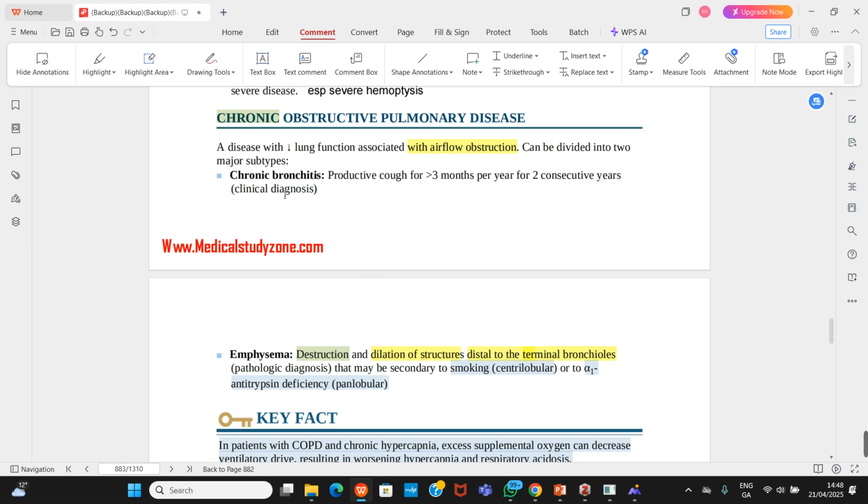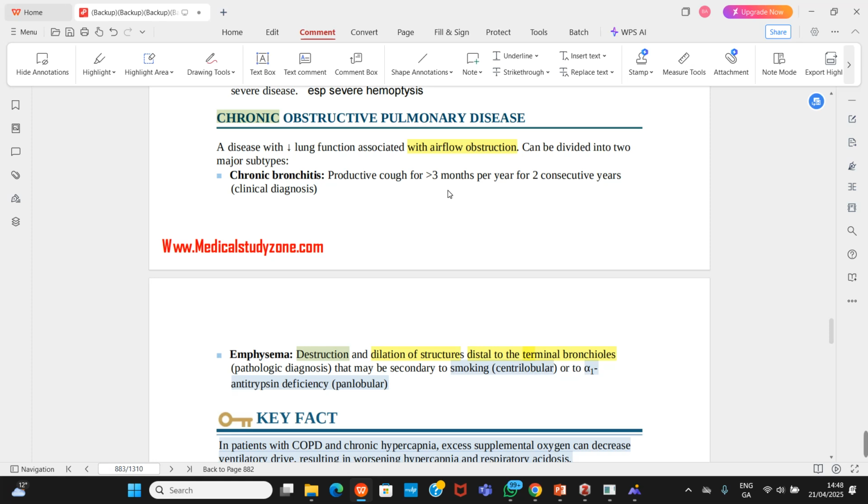In chronic bronchitis, there is a productive cough for more than 3 months per year for 2 consecutive years. This is a clinical diagnosis. So if the question tells us somebody has been coughing for 3 months over 2 years, just go and pick chronic bronchitis. It is as simple as that. Many people will still be confused, but don't forget, chronic bronchitis is a clinical diagnosis.